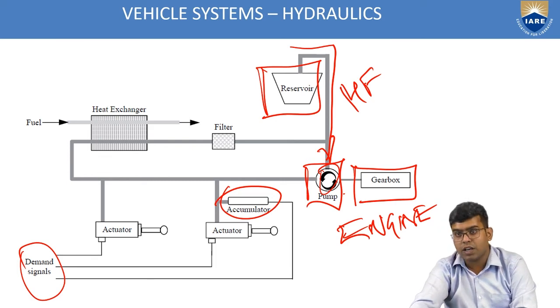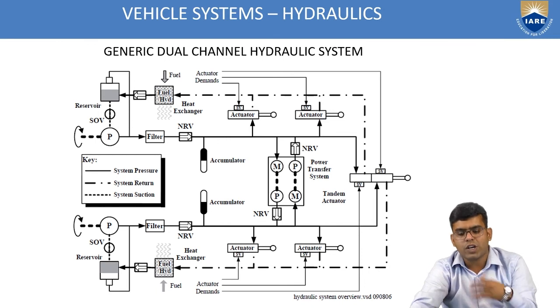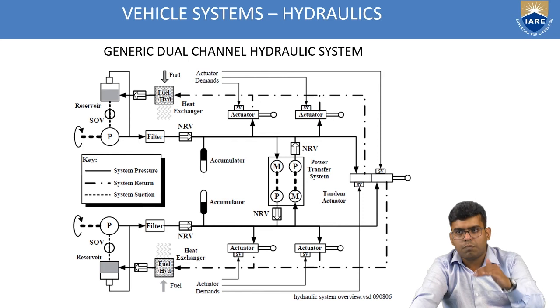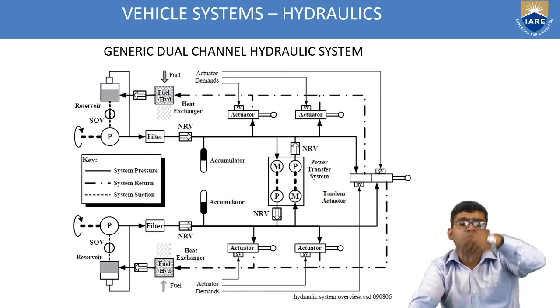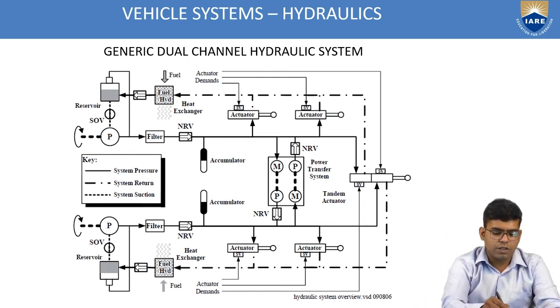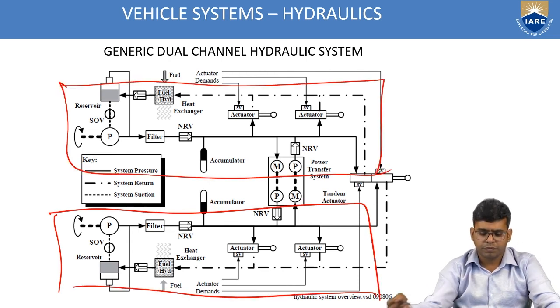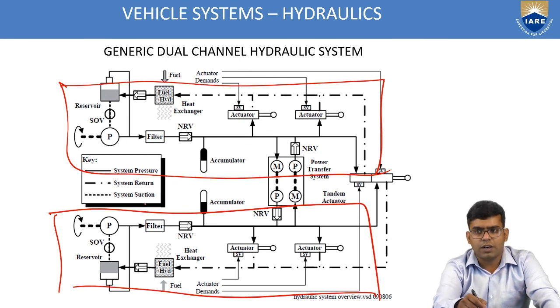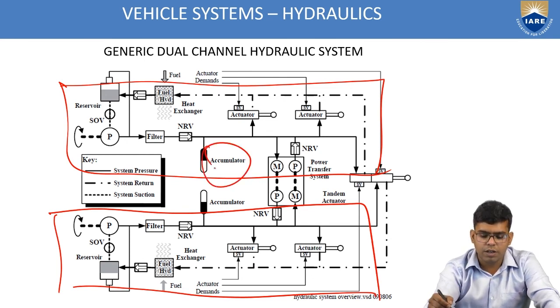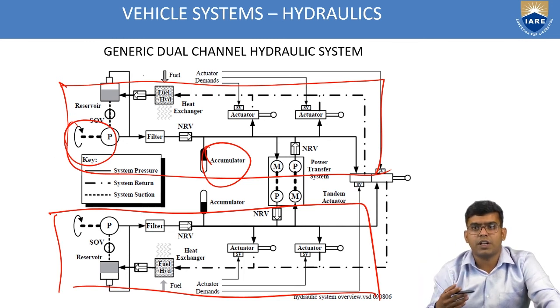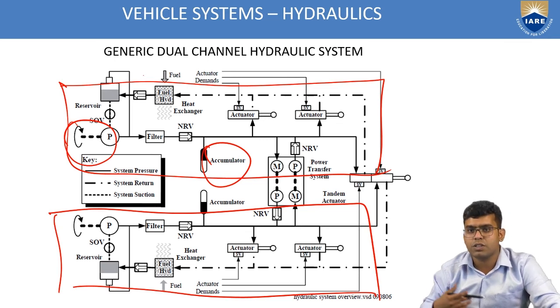In the case of a general modern aircraft, what I'm showing is this one, which seems quite complicated. But it is nothing but a mirror copy of the system that we saw in the previous slide. So here you have system 1 and system 2, which are identical. Each of them has an accumulator, is connected to the engine using a gearbox, and has a reservoir. They have their corresponding actuators, heat exchangers and everything.